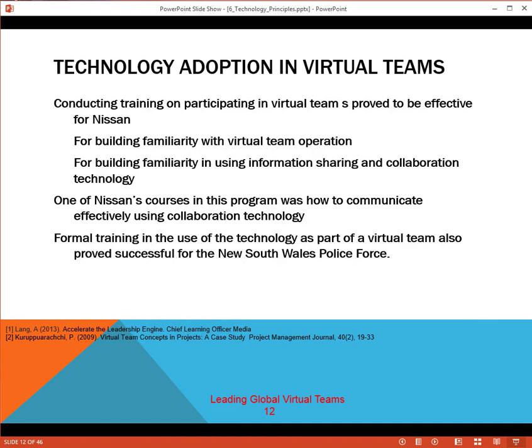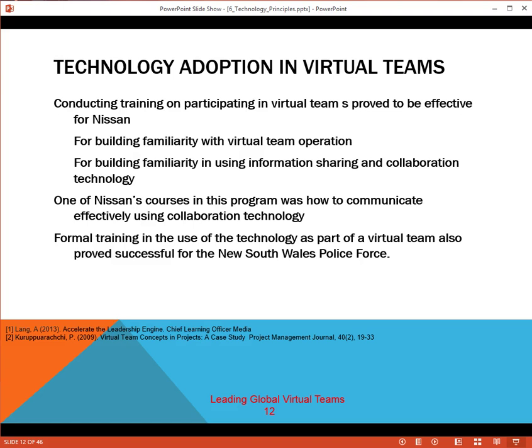So Nissan went one better on training, and in addition to training on the tools, they trained people on how to operate in virtual teams. Conducting training for participating on virtual teams proved to be effective for Nissan, for building familiarity first with virtual team operation, and then for building familiarity in using information sharing and collaboration technology. One of Nissan's courses in this program was how to communicate effectively using collaboration technology.